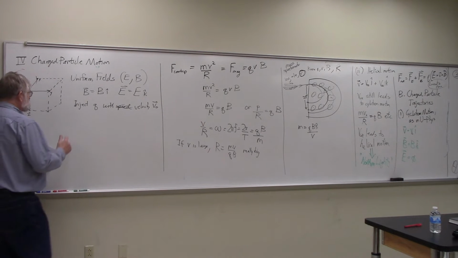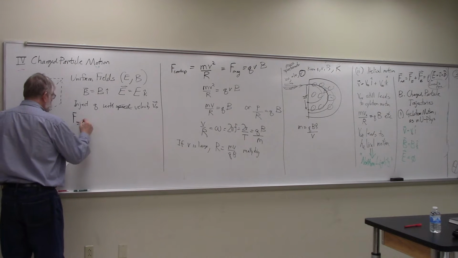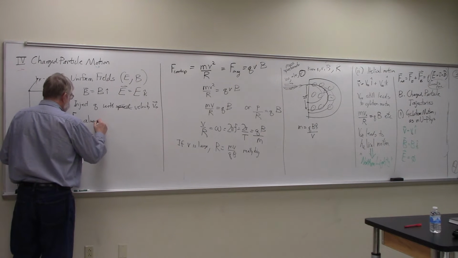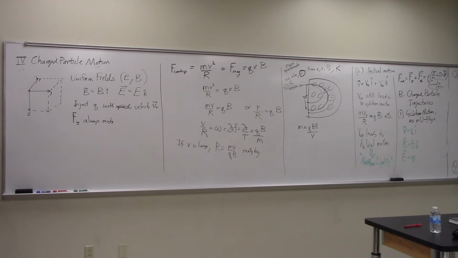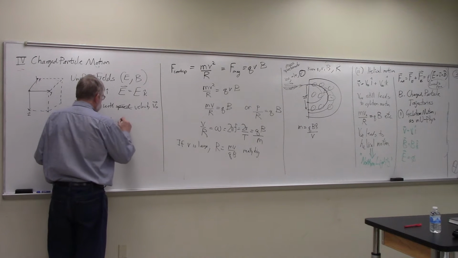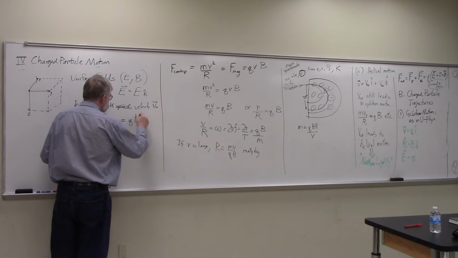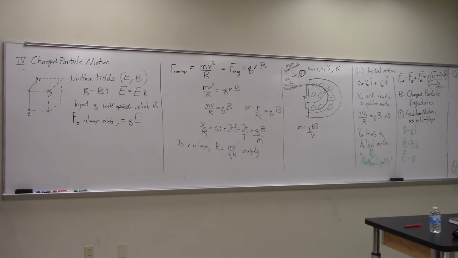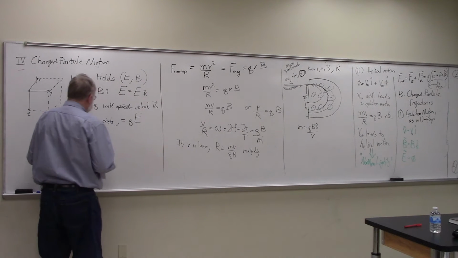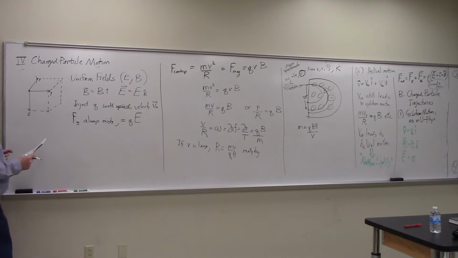There will always be a force in the z direction. No matter what direction I shoot that particle, there will be a force in the z direction, equal to Q times E, because E is in the z direction. No matter what direction we shoot, we'll always have an electric force in the z direction. If we shoot straight down, it's a 1D kind of problem. If we shoot this way, then whatever, doesn't matter.